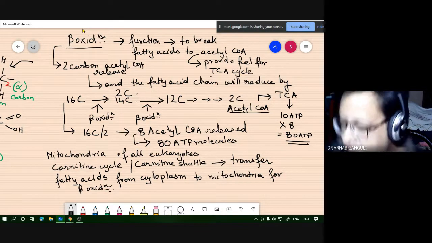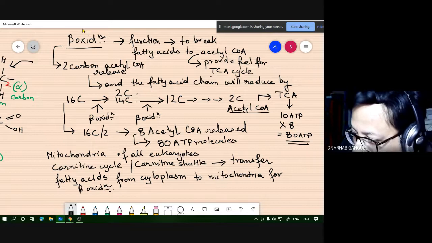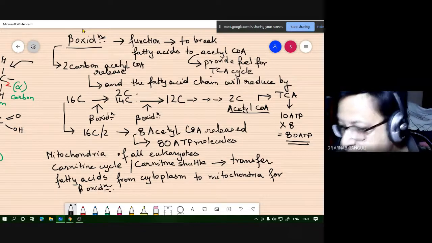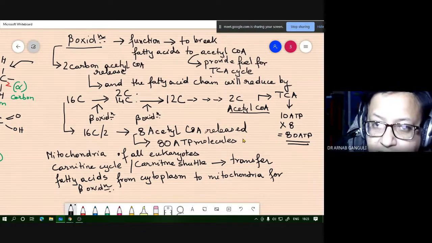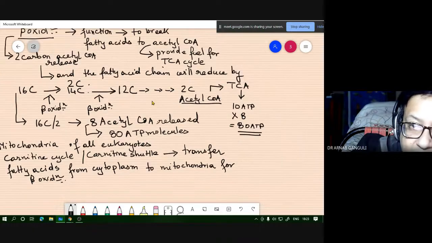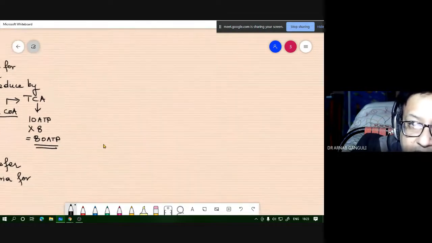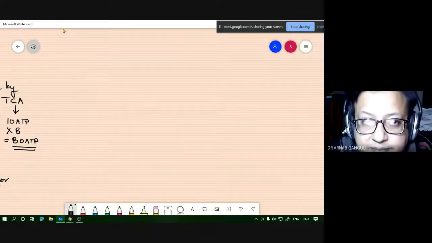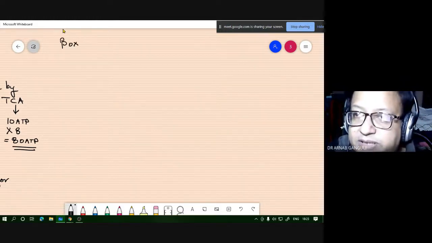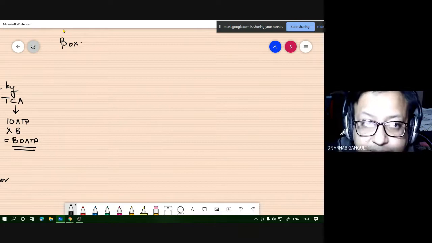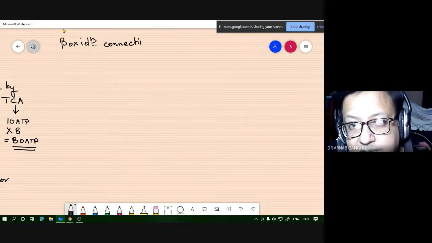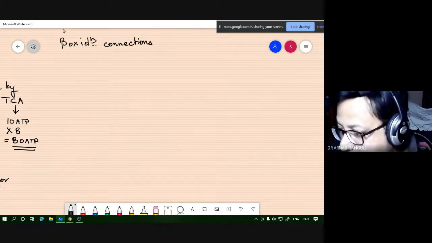So question comes on the carnitine cycle. Next, what we are going to talk about is what are the beta oxidation connections. Where does the product of beta oxidation lead to?